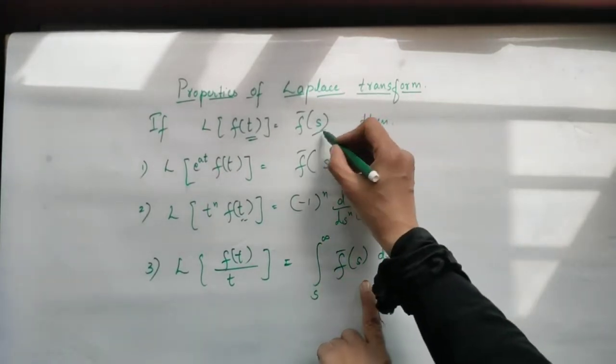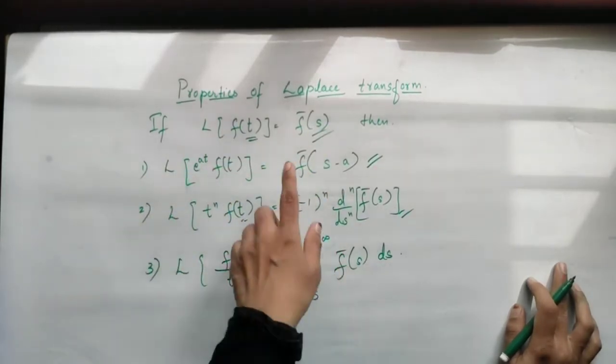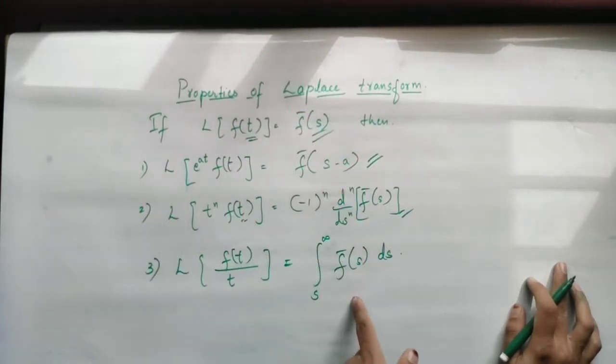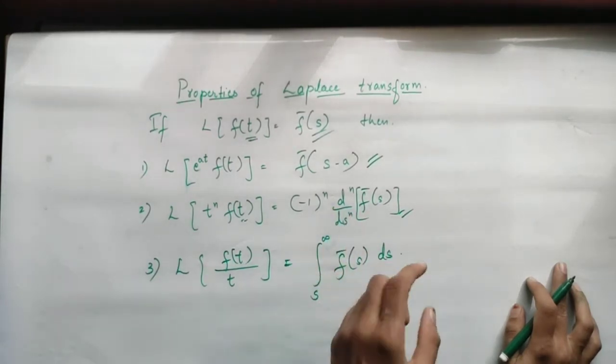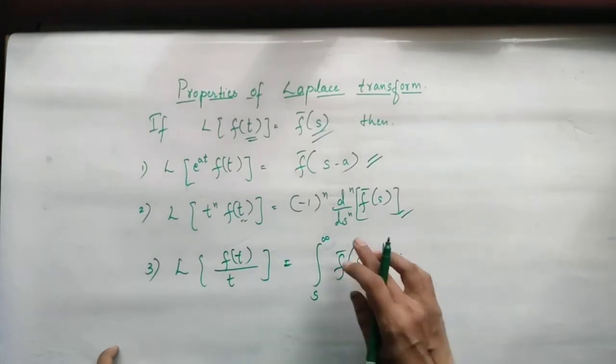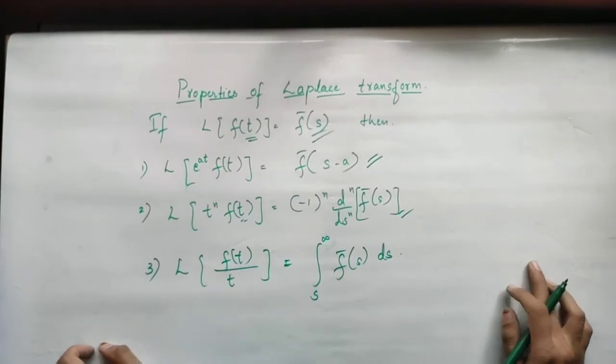Now this f bar of s is the same f bar of s which you have, and that f of t is also the same one. You are just going to take the Laplace transform of that f of t and integrate it from the limits s to infinity. So finally you end up with a function of s only, and that results in the Laplace transform of this combination, that is f of t divided by t. So this is all about the properties of Laplace transform.